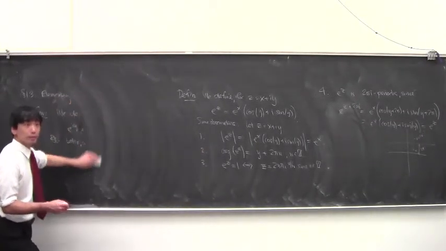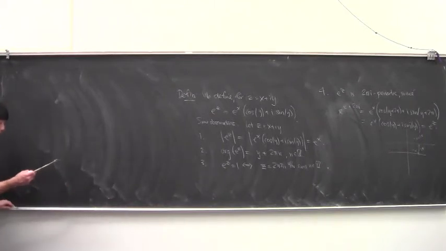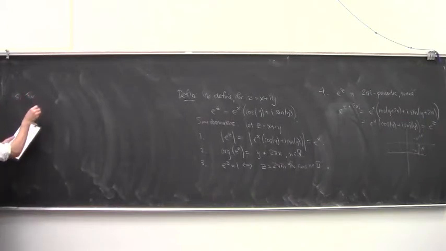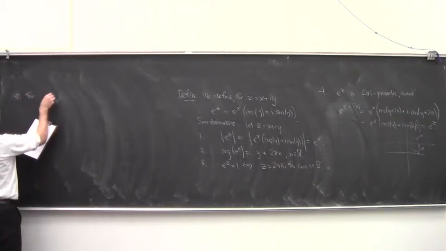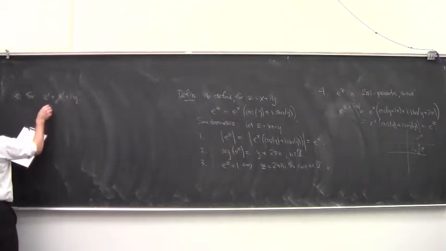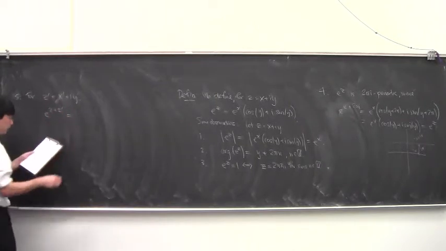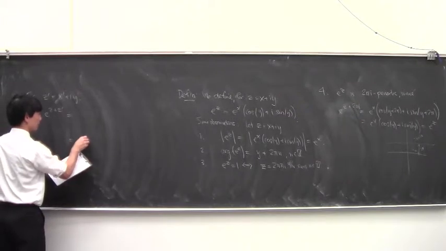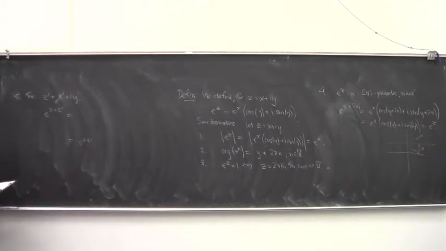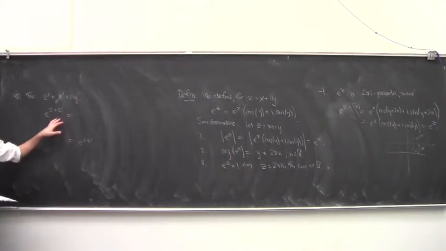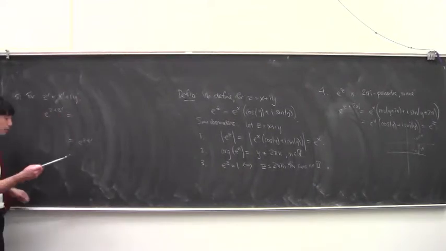Any questions so far? Okay. Number 5. For z prime equals x prime plus i y prime, e to the z plus z prime actually does turn out to equal e to the z times e to the z prime. That actually has to be shown using our definitions. The way you do it is as follows.